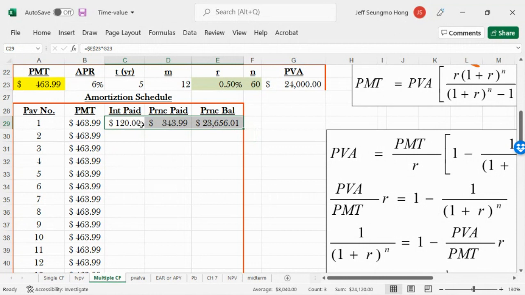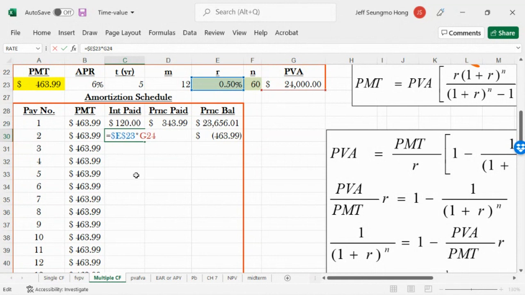Normally, if there's nothing to change, we would just drag it down all the way. But we need to make some adjustment. So I'll just drag it down to the second month. In the second month, look, it's the same formula, but what is that pointing to? G24. And what's G24? G24 is not showing here, because there's a reason. There is nothing in G24, and you may have noticed that something's wrong with the row numbers. Rows 24 through 26 are completely missing.